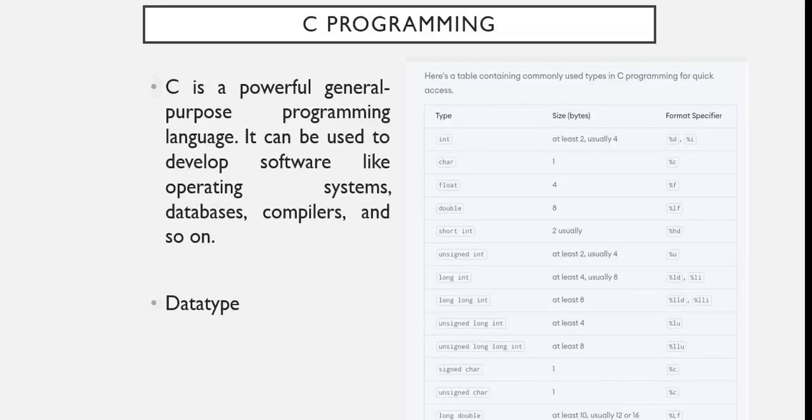We learned about C programming. C programming is a powerful general purpose programming language. It can be used to develop software like operating systems, databases, compilers, kernels, and so on.